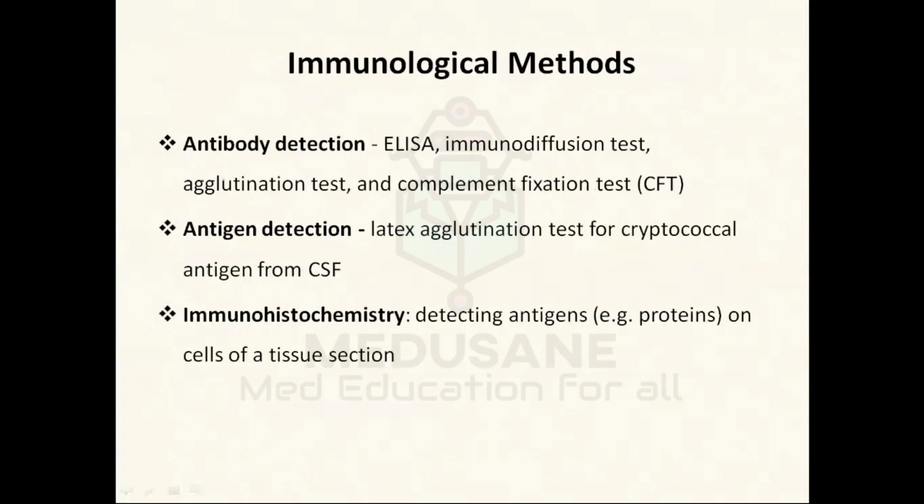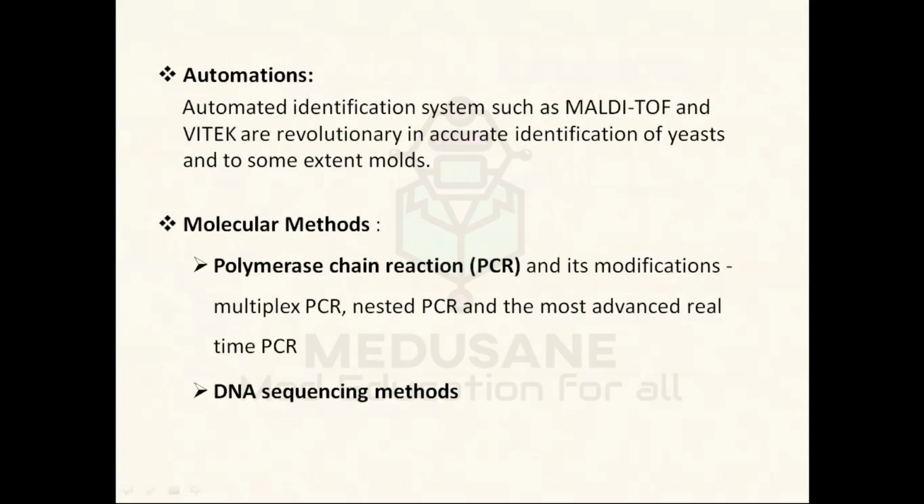Then coming to the immunological methods: antibody detection using ELISA, immunodiffusion test and the complement fixation test, antigen detection by the latex agglutination test for cryptococcal antigen, and immunochemistry for detecting antigens. Then there are automated culture and automated diagnostic methods using MALDI-TOF and Vitek. These are recent advances in microbiology. Coming to the molecular methods, we do real-time PCR and the DNA sequencing method.